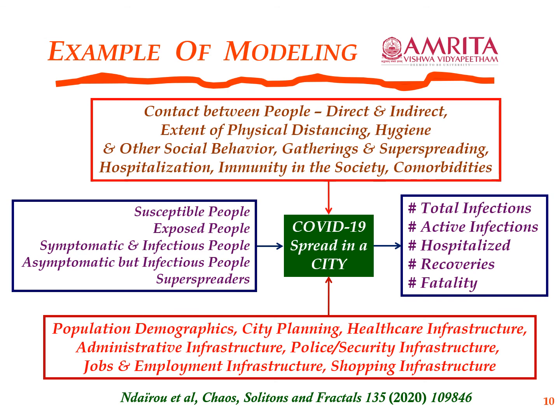The constraints that we are looking at: what kind of contact exists between people? Direct contact or indirect contact? What is the extent of physical distancing that is being observed in the community? What kind of hygiene and social behavior is observed in the community? What kind of gatherings take place, and what is the potential for super spreading? What kind of hospitalization is taking place? Are the infectious people, especially when they are symptomatic, getting hospitalized?